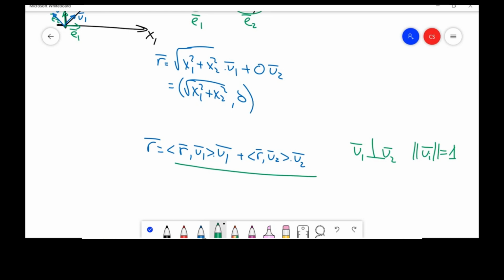Okay, so what is this? This is the dot product. So you have to define the dot product between two vectors. For instance, let's say that you have the dot product between x1, y1.